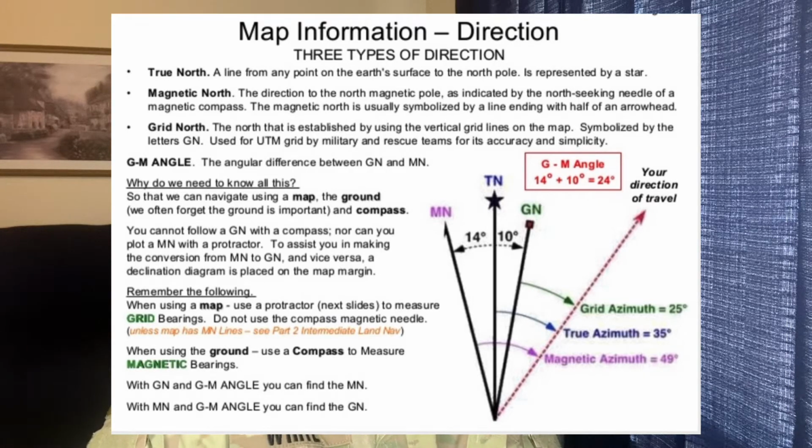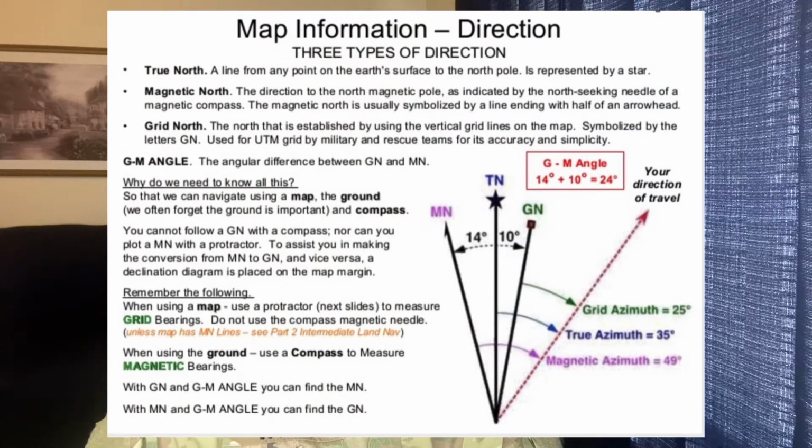Remember the following: when using a map, use a protractor, which is going to be in our next slides, to measure the grid bearings. Do not use the compass magnetic needle. When using the ground, use a compass to measure magnetic bearings. With the GN and the GM angle, you can find the MN. With the MN and the GM angle, you can find the GN. So we'll go over that next.